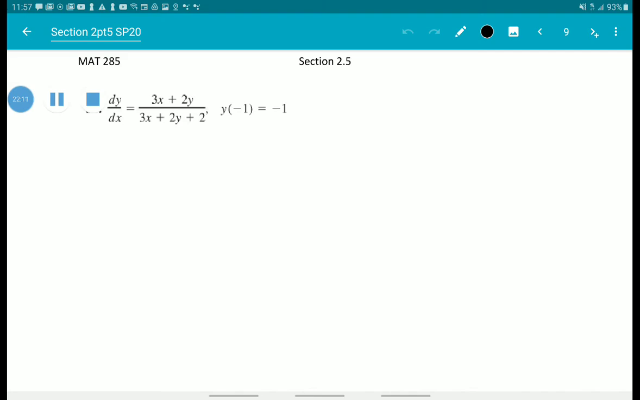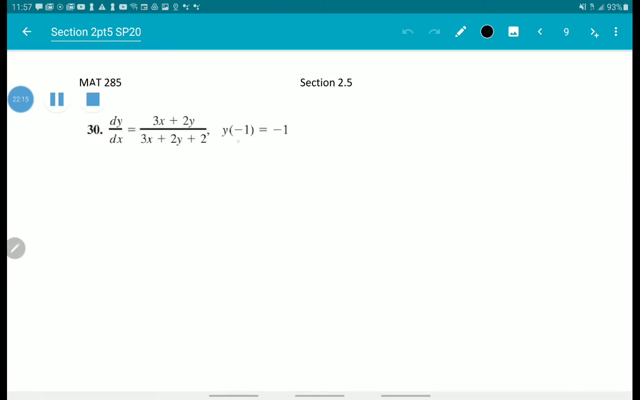Okay, let's do one more. So we want to integrate this one. Notice this one is an initial value problem. So we're going to let u be 3x plus 2y. So let's take the derivative. So we have du over dx is equal to 3 plus 2 times dy over dx. It's an implicit differentiation there.